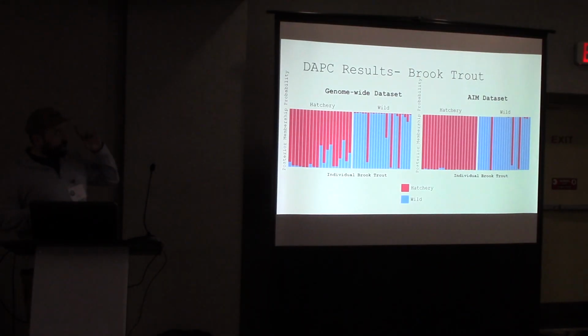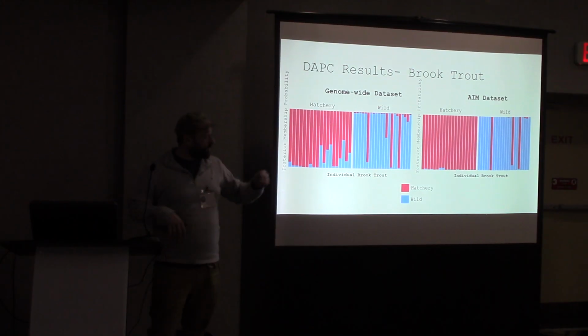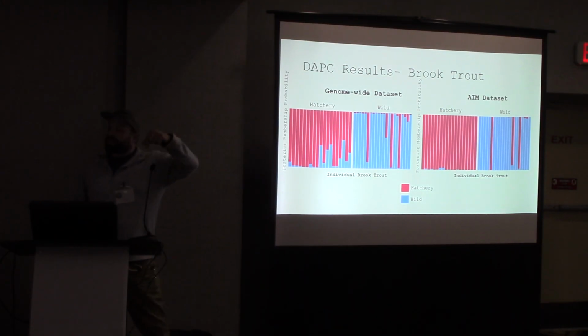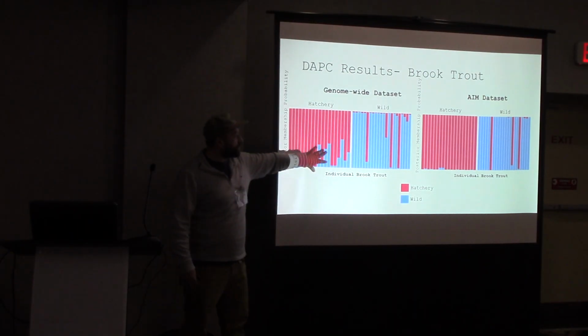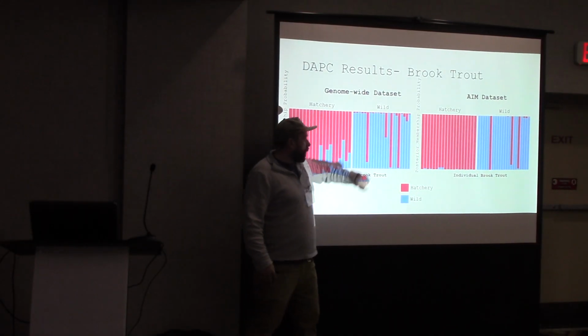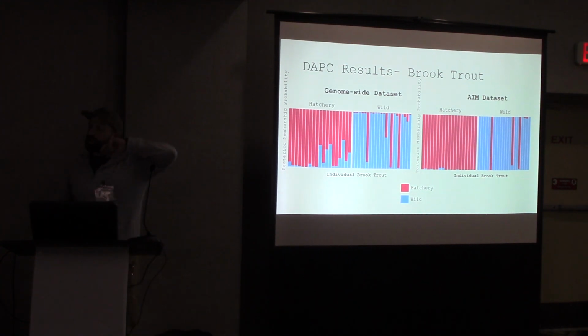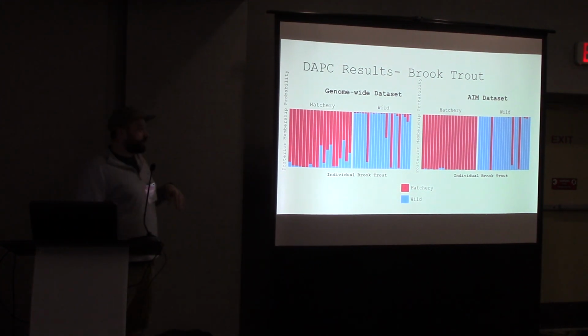Okay, and so we did that using a DAPC, discriminant analysis of principal components, where you take individuals, you remove their identity, where they're from, hatchery, wild. You say, hey, any random individual, is it genetically a hatchery, genetically a wild, right? So all of these individuals were captured in the hatchery. These individuals were captured in the wild. The color corresponds to their posterior probability membership to a population, right?